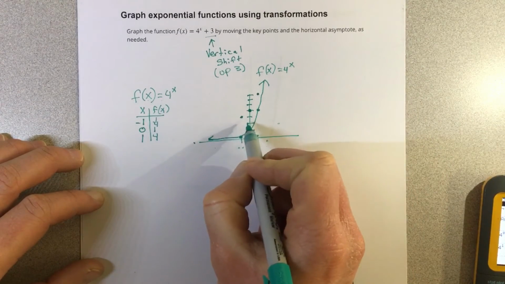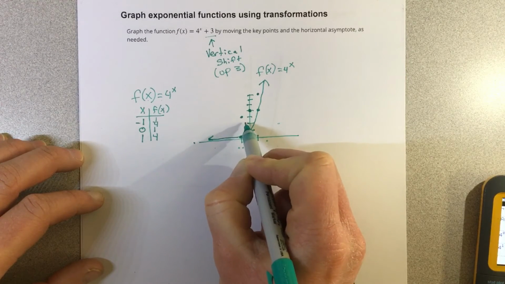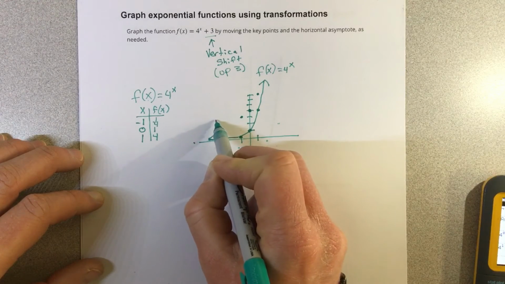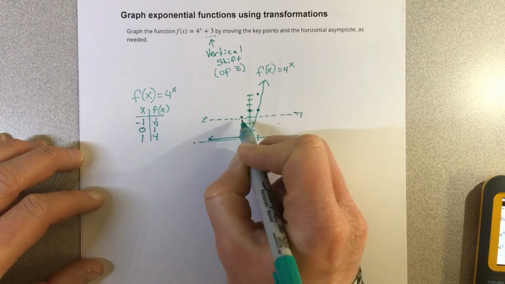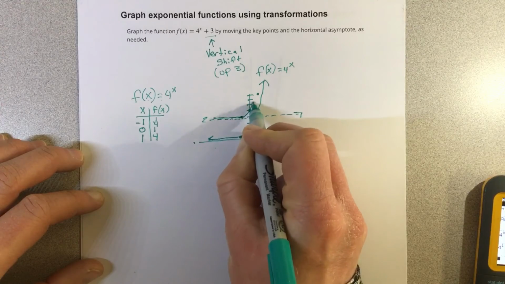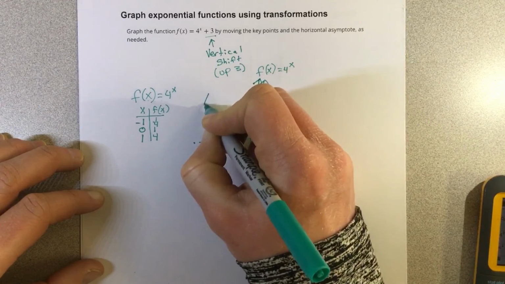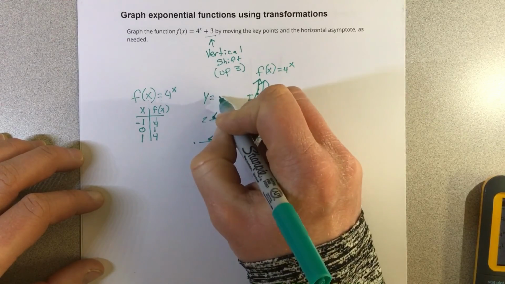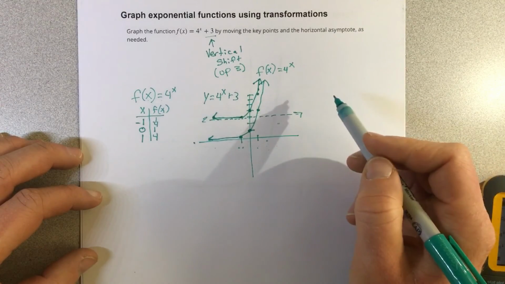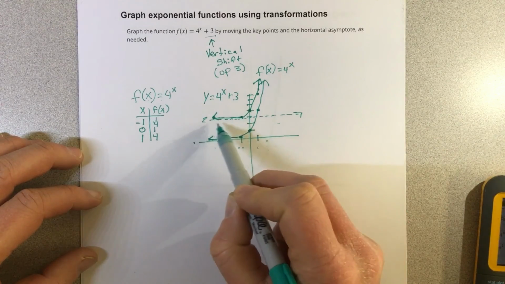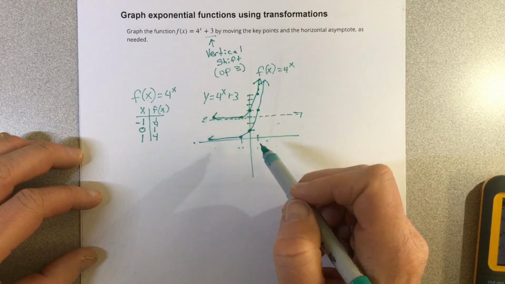My horizontal asymptote then is moved. See, this was a quarter, 1 1/4, 2 1/4, 3 1/4. My horizontal asymptote is right at 3. And you can see that this line is the y equals, or f of x equals 4 to the x plus 3. So when you have a vertical shift of 3, your horizontal asymptote that is below the exponential moves with it, and it moves up 3.